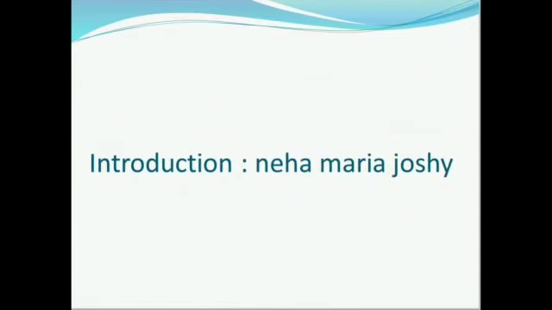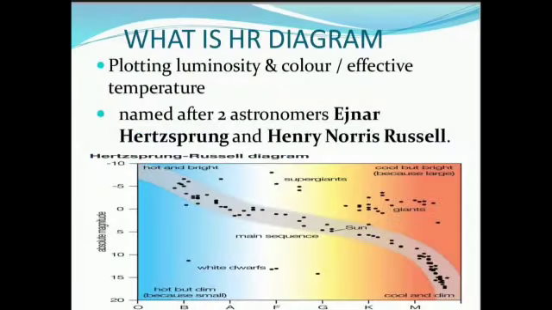Over to the introduction. The Hertzsprung-Russell diagram, abbreviated as HR diagram or HRD, is a scatter plot of stars showing the relationship between stars' absolute magnitudes or luminosities versus their effective temperatures. The name of HR diagram comes from astronomers Ejnar Hertzsprung and Henry Norris Russell, who independently developed versions of the diagram.